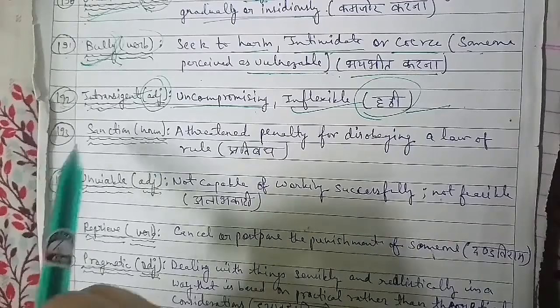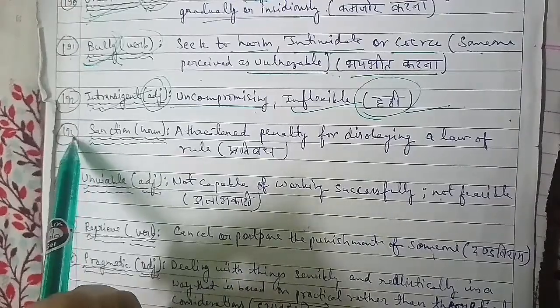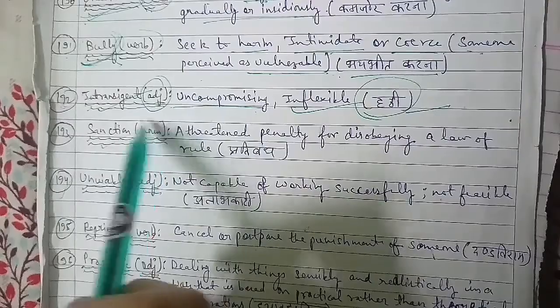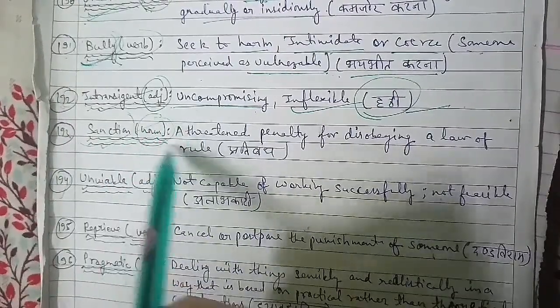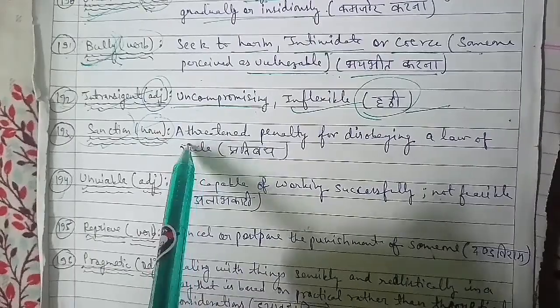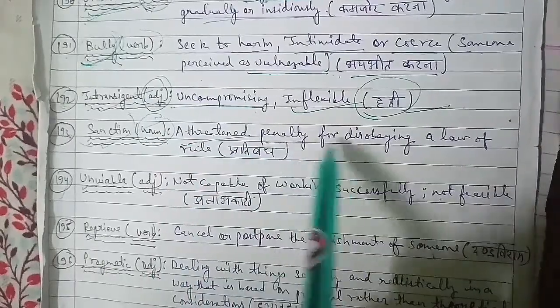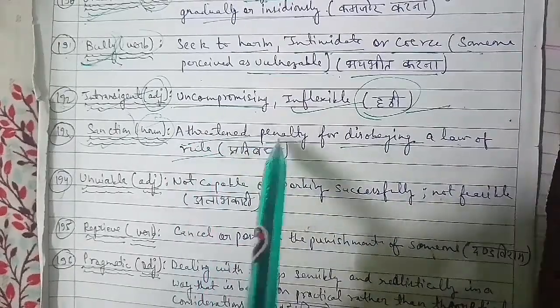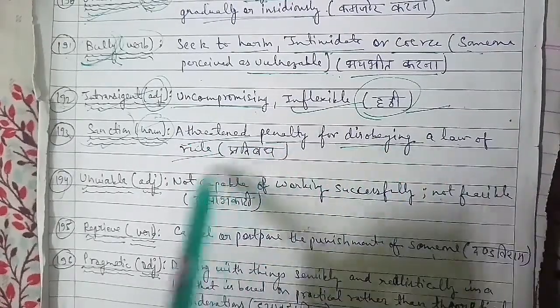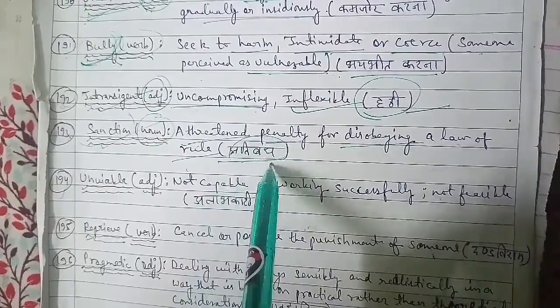The 193rd word is sanction. Sanction is used as a noun here, and the word meaning is a threatened penalty for disobeying a law or rule. In Hindi, pratibandh karna, in that sense you can use the word sanction there.